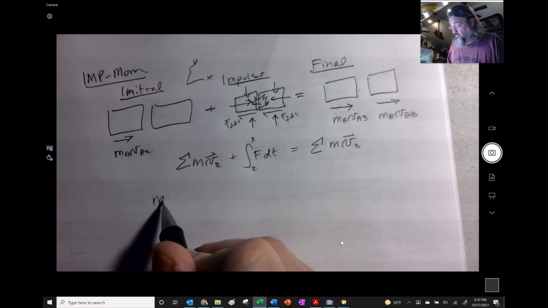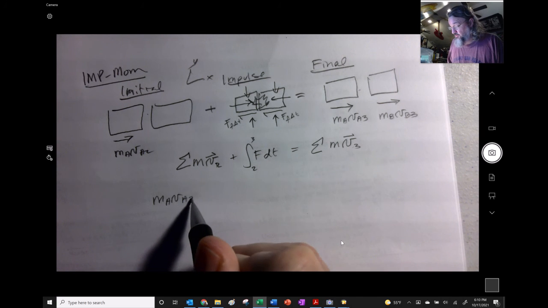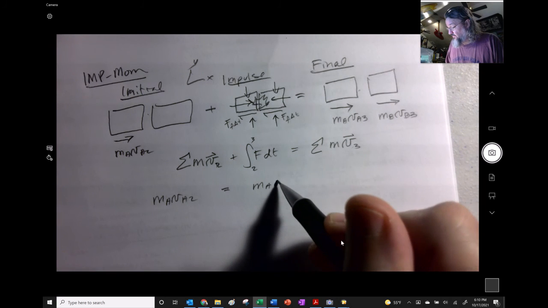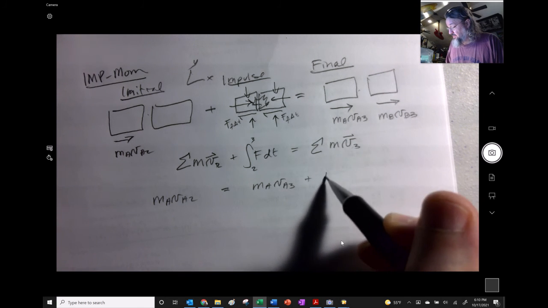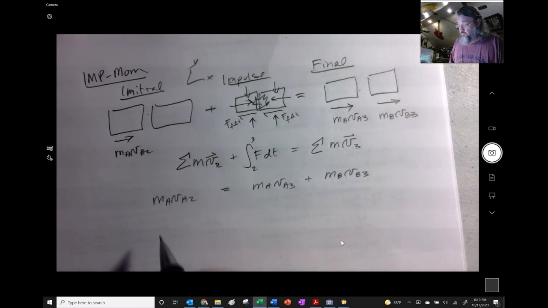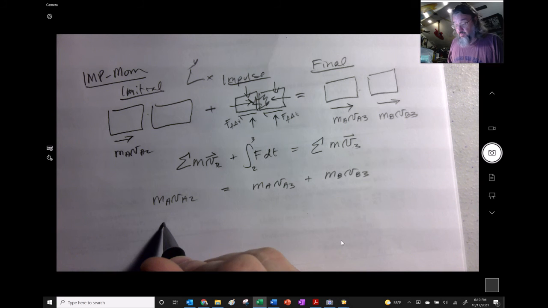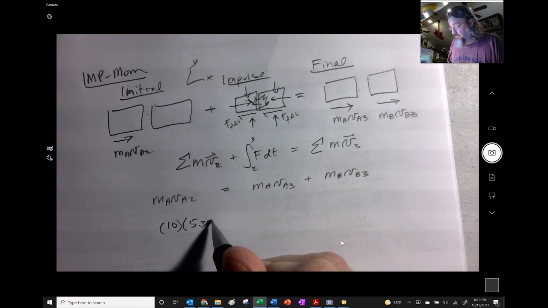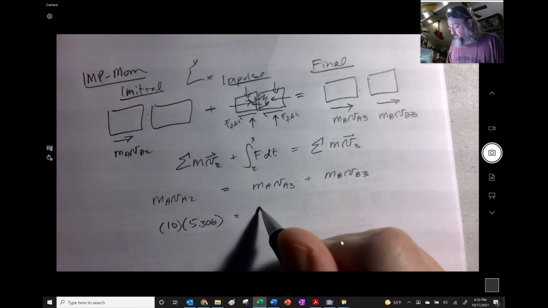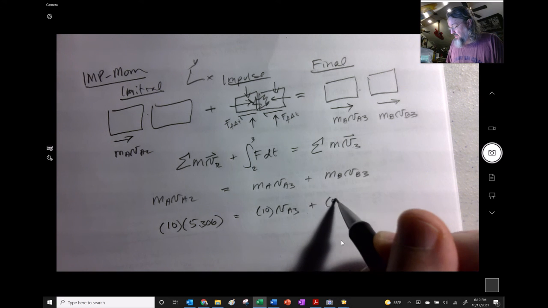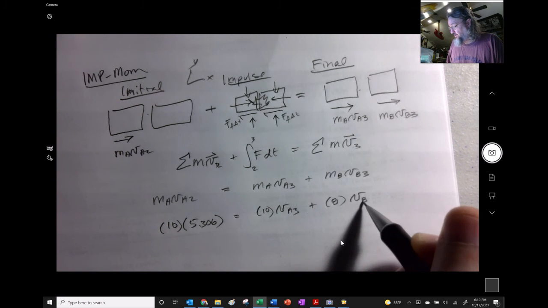So MAVA2 is going to be equal to MAVA3 plus MBVB3. We know this right here. We just found, let's see, the mass is 10. The velocity was 5.306. It's going to be equal to 10 times VA3 plus 8 times VB3.